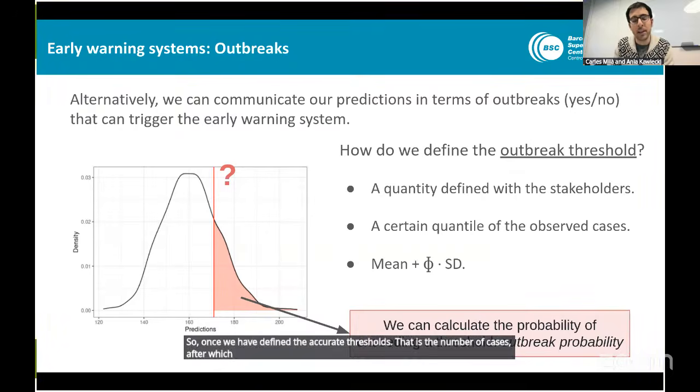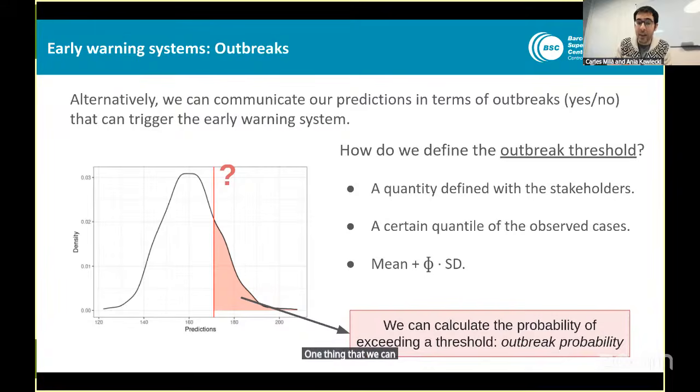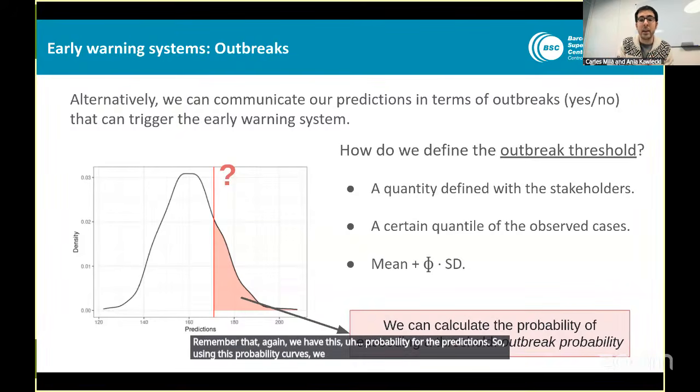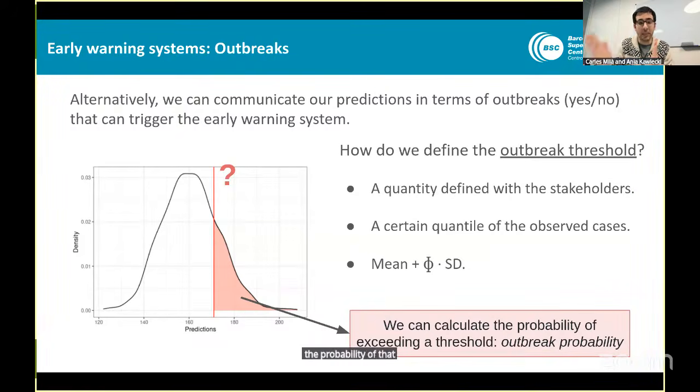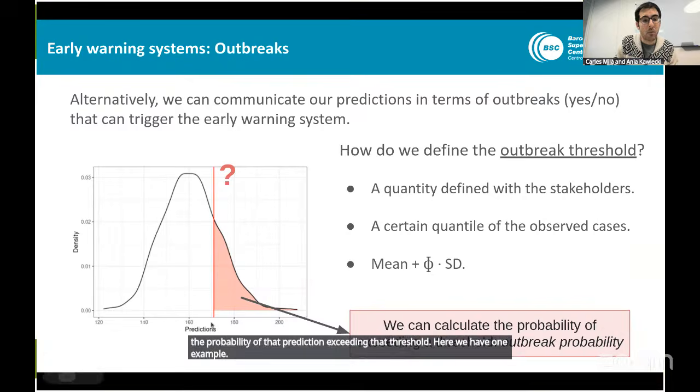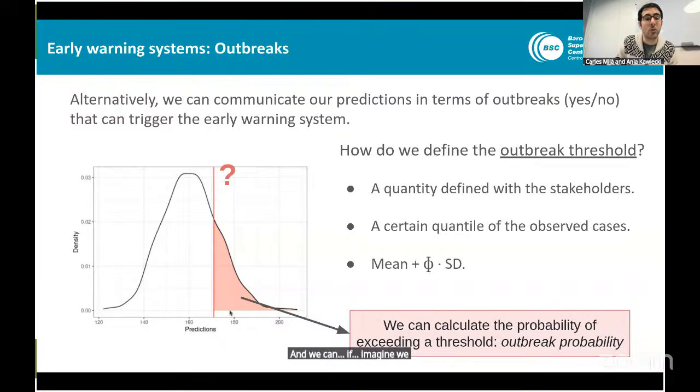So once we have defined the outbreak threshold, that is the number of cases after which we'll declare an outbreak, one thing we can quantify thanks to Bayesian inference is the outbreak probability. Remember that we have this probability distribution for the predictions. So using these probability curves, we can calculate the probability of the prediction exceeding that threshold. Here we have one example. Imagine we define the outbreak threshold at 171, which would be that red line. We can compute the probability that the prediction at that given moment in space and time is above that outbreak threshold by computing the red area.